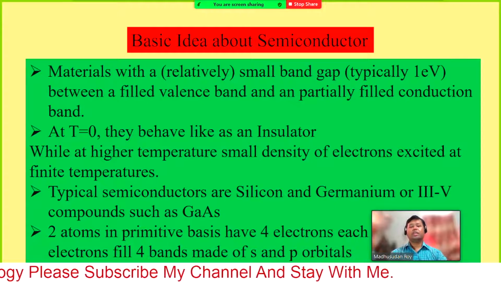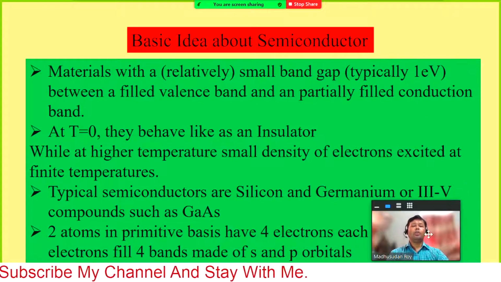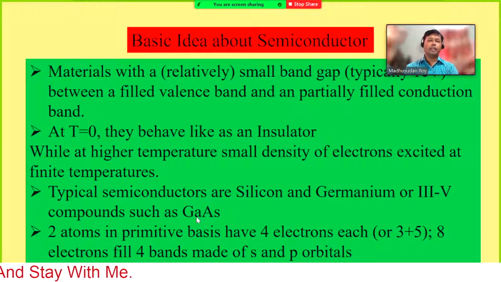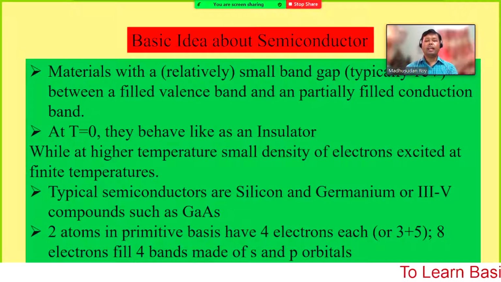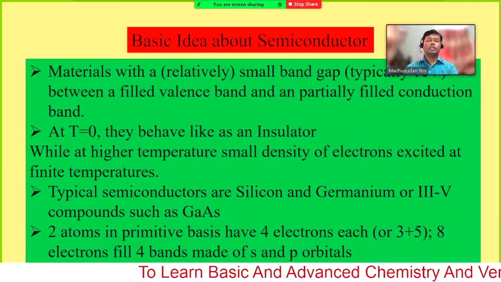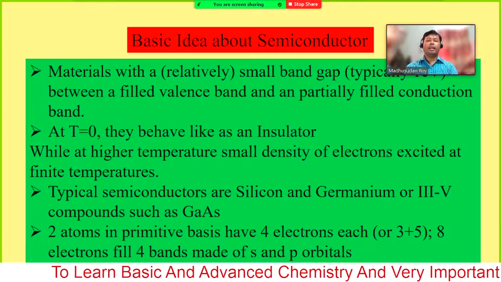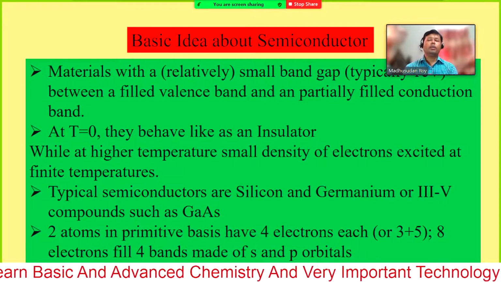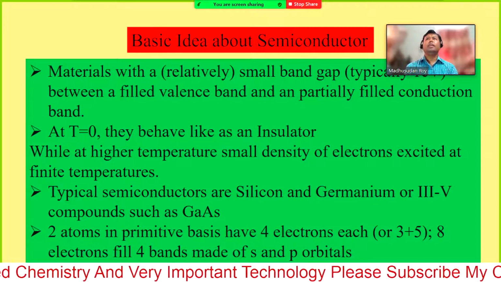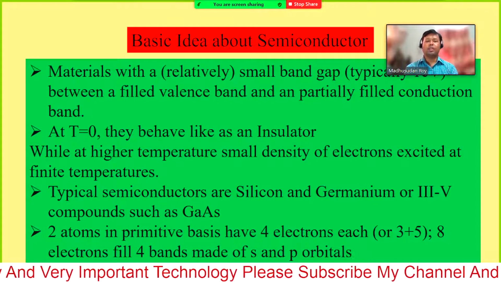Typical semiconductors are silicon and germanium or group 3 to 5 compounds. Normally the most useful semiconductors are silicon and germanium. Till now I didn't teach you about germanium. In the last 2 classes I have taught you about boron and silicon, and today we are going to learn about semiconductors, and maybe in the next class I will try to teach you about germanium.